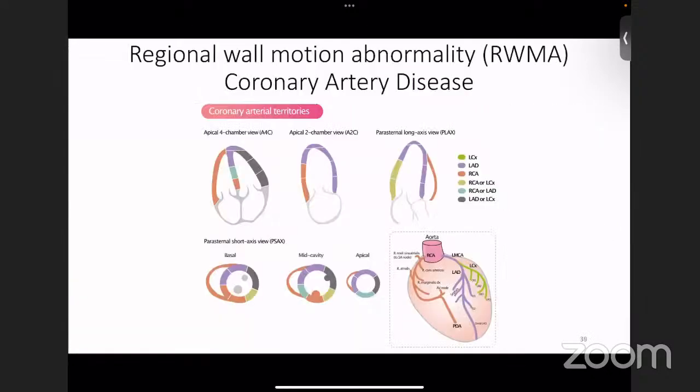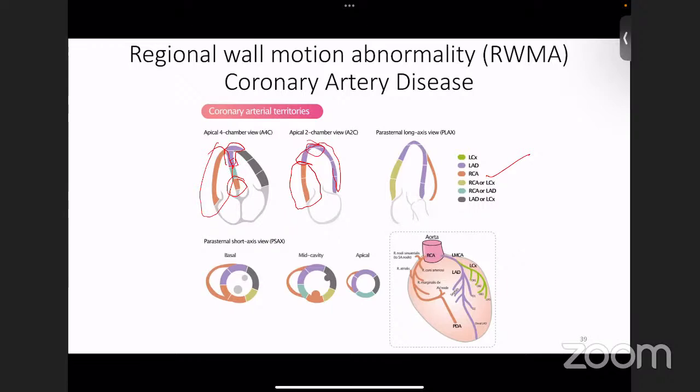Then the regional wall motion abnormality, which we have to know very well. Each coronary artery has an area that it supplies. So the lateral wall of the RV, then the basal septum, is supplied by the RCA. Then this is the inferior wall, which is supplied by the RCA. This purple color is the area of supply of the LAD. Okay, this is the anterior wall, this is the apex, and this is the apical septum.